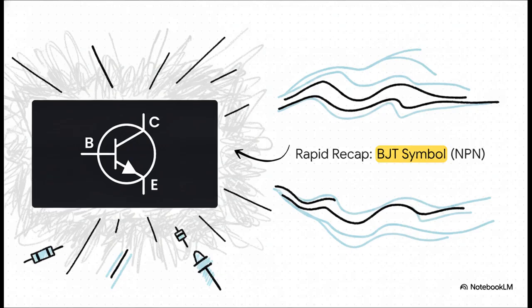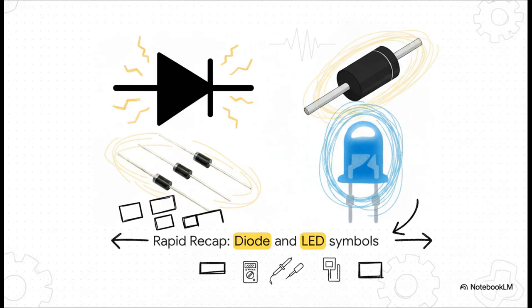Okay, rapid-fire symbol recap to lock this in. Here's your standard BJT schematic symbol. Memorize it. And here are your diode and LED symbols. Recognize these instantly and you're reading almost any schematic out there.